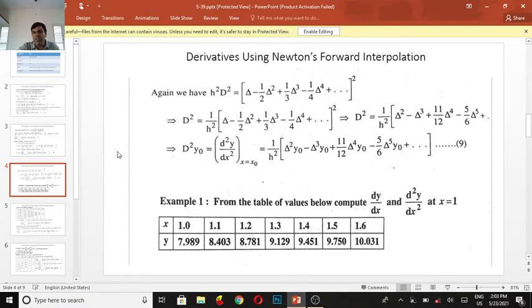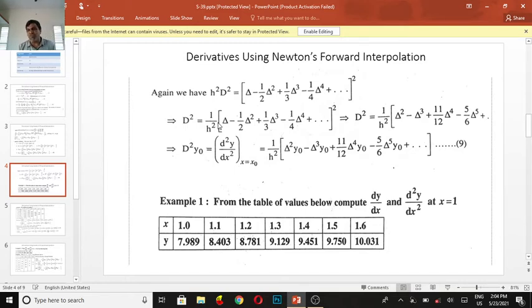whole square. Again, D square we can write 1 by h square of delta minus 1 by 2 del square plus 1 by 3 del cube minus 1 by 4 del raised to 4, etc., whole square. So we get 1 by h square of del square minus del cube plus 11 by 12 del raised to 4 minus 5 by 6 del raised to 5, etc. This is the way to find the second derivative by using the E operator.